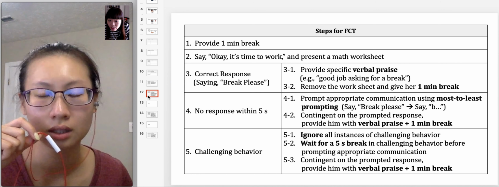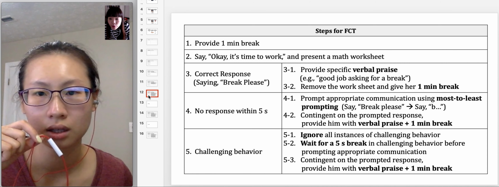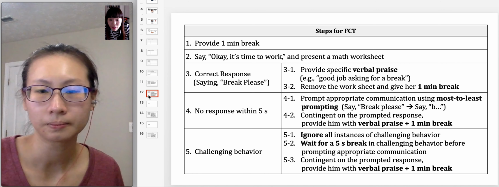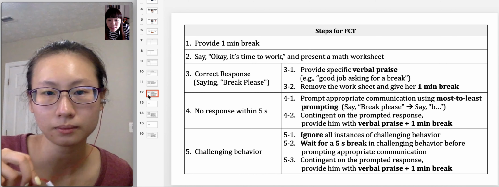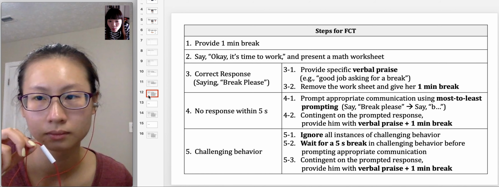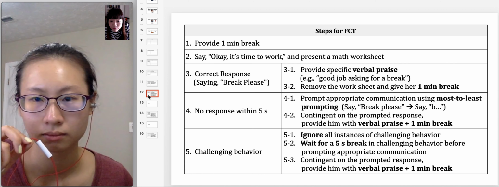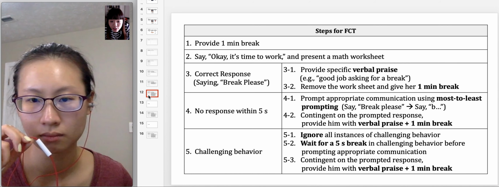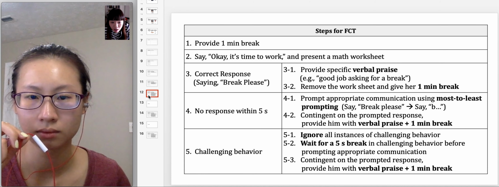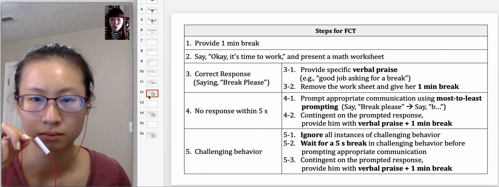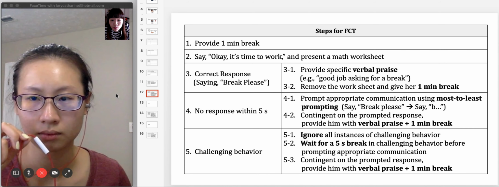If he engages in challenging behavior after you present the math worksheet, all instances of challenging behaviors will be ignored, and then you will wait for a 5 second break in challenging behavior before you prompt appropriate communication. And then contingent on the prompted response, you will provide him with verbal praise and a 1 minute break.